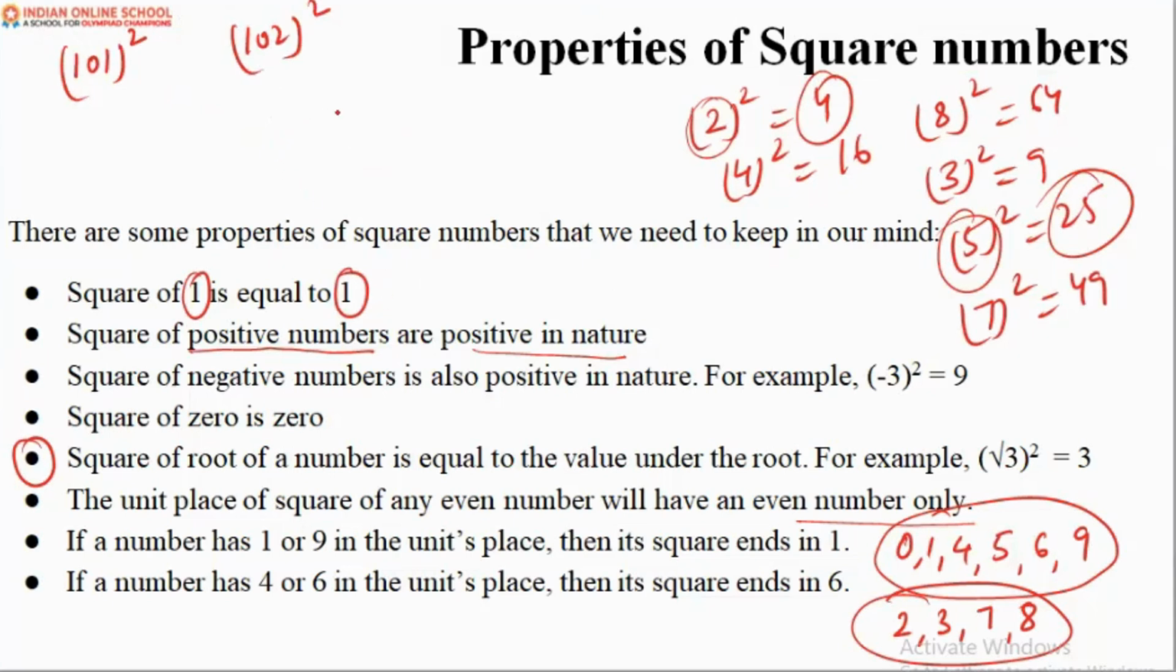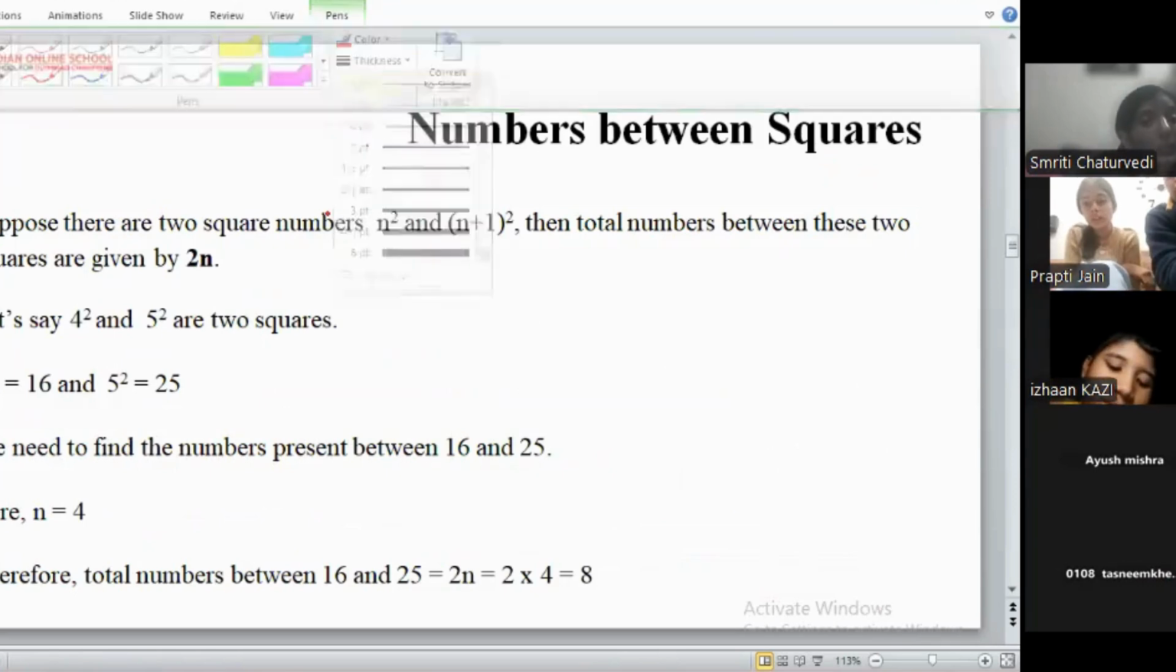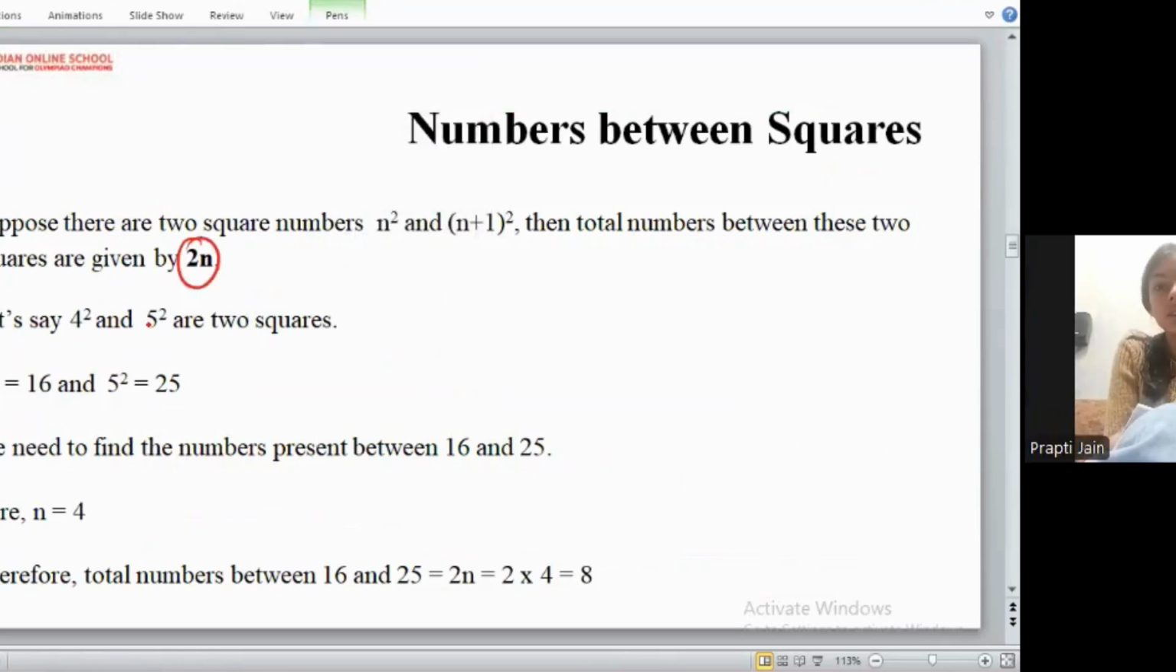You cannot count this on fingers. And if you find the square of 101 and 102 and then subtract them, it will take a lot of time. Correct? So for that, we have a very easy method. What we will do is multiply the smaller number by 2. That would be our answer.